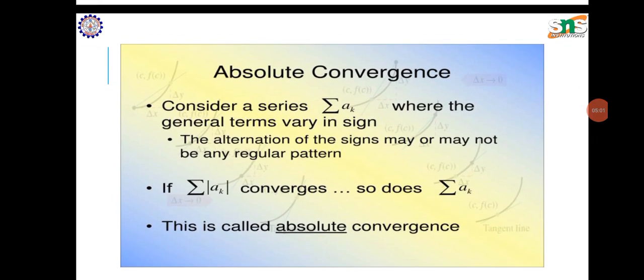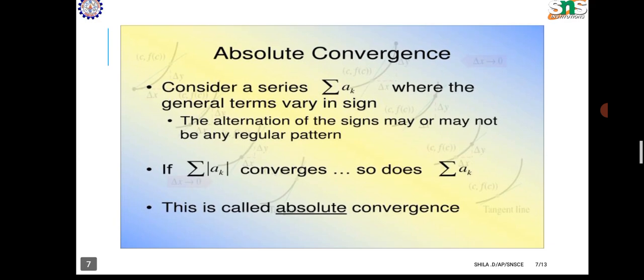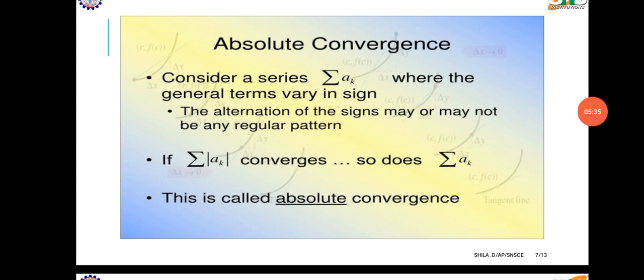Absolute convergence: consider a series summation ak where the general terms vary in sign. The alternation of the signs may or may not be a regular pattern. If the summation of modulus of ak converges, then the series ak converges. This is called absolute convergence. That is, I take the modulus of ak. When I take the modulus, all the alternating terms become positive. So if that series becomes convergent, then you say it is absolutely convergent.